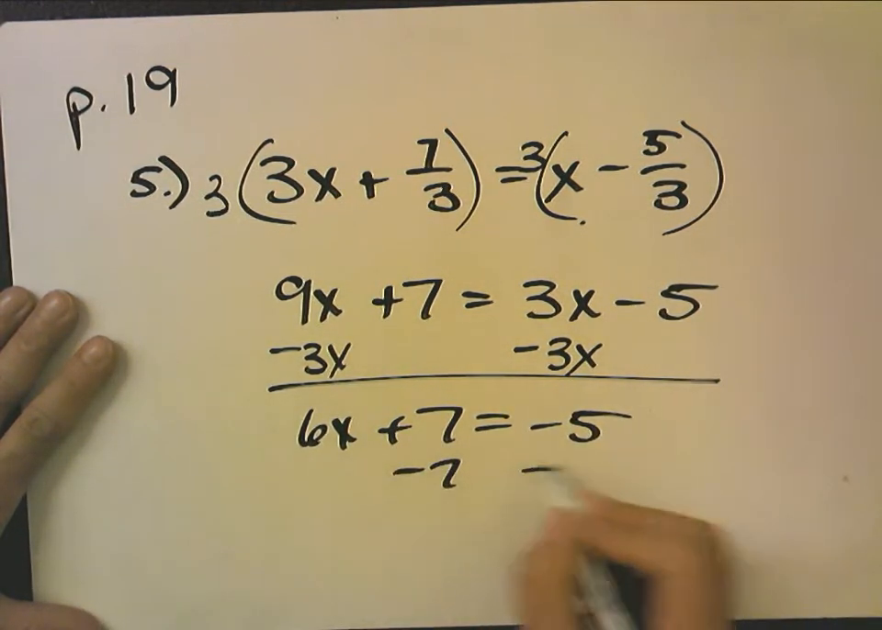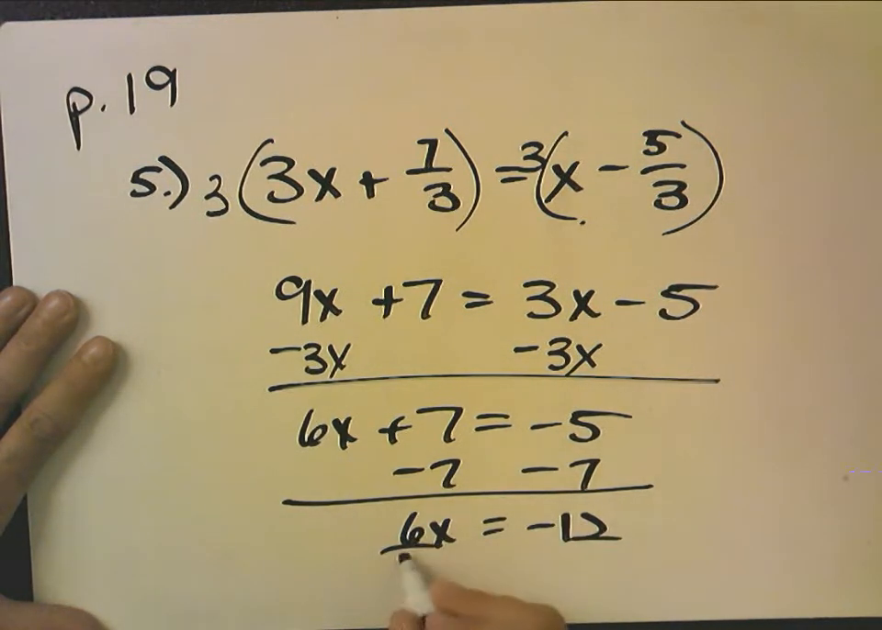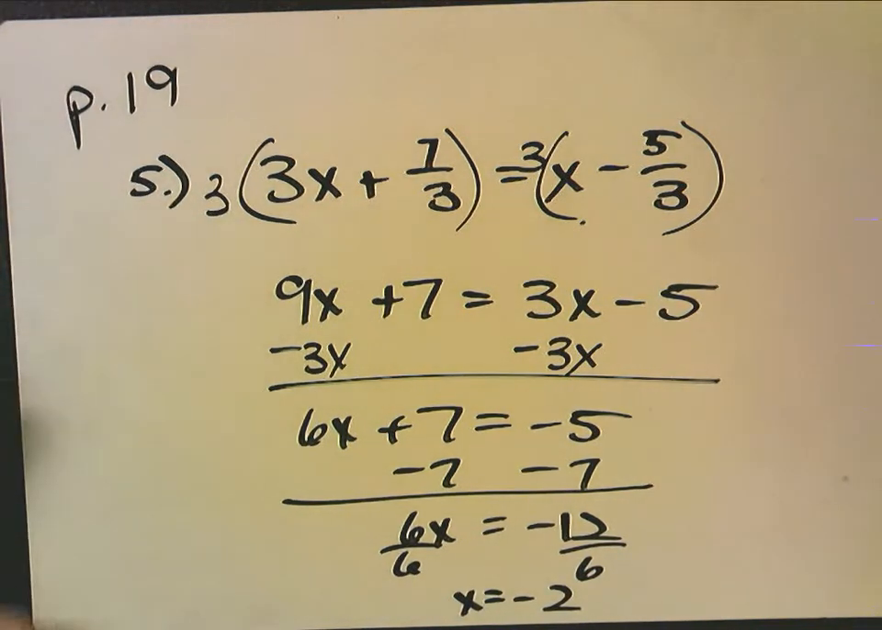I'm going to subtract 7 from both sides. I get 6x equals negative 12. Divide by 6, divide by 6. X equals negative 2. Okay? So, that's it for this video. There's a different video for page 20.